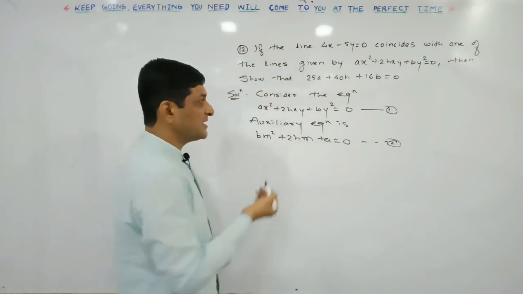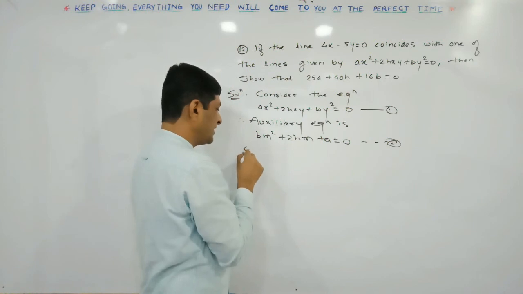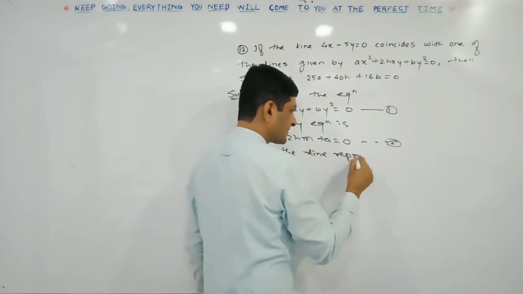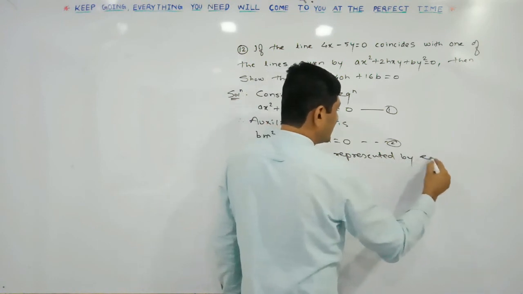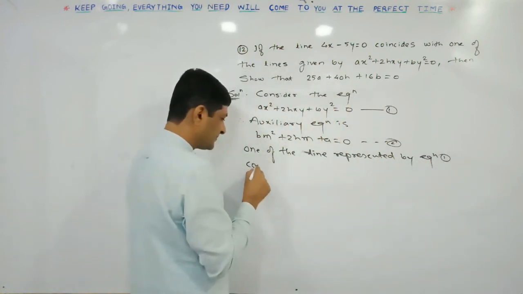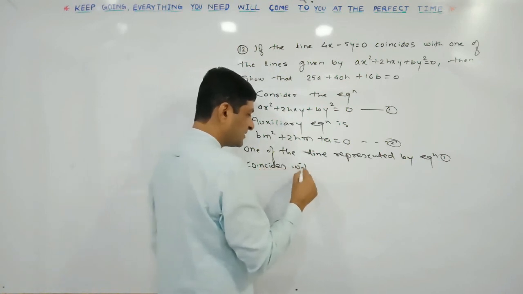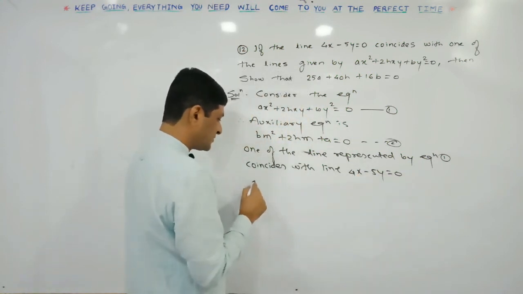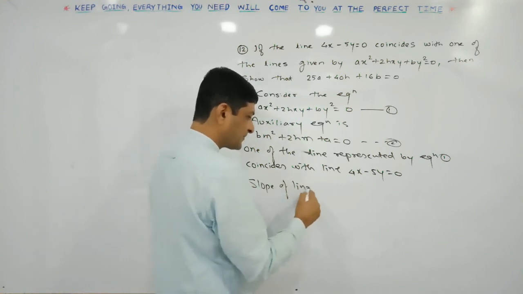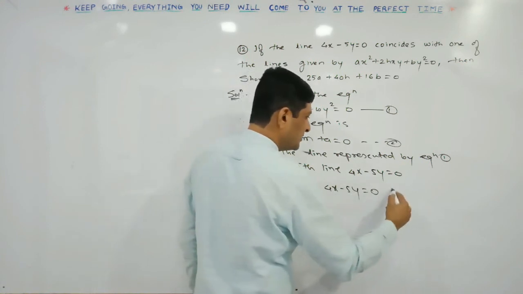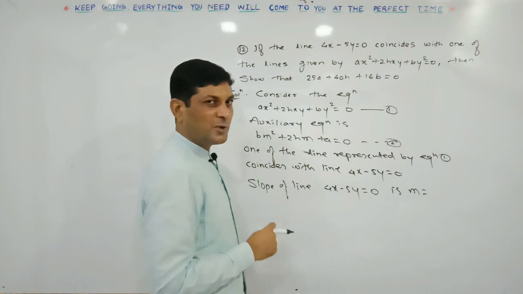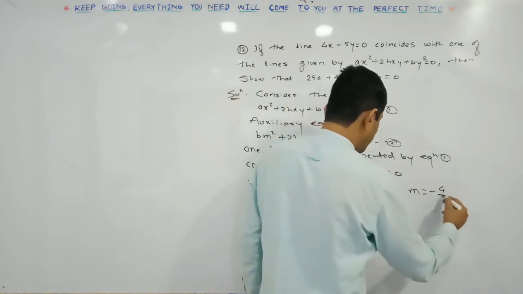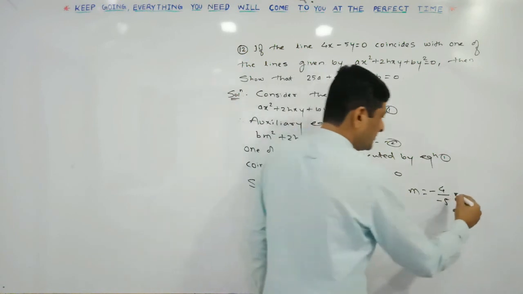Now one of the lines represented by this equation coincides with the line. Use this condition. So one of the lines represented by equation first coincides with line 4x minus 5y is equal to 0. So slope of line 4x minus 5y is equal to 0 is m is equal to, let us try to find out the slope of this line. Slope of a line can be found out applying which formula? Minus a by b. a is here 4 and b is equal to what? Minus 5. b is equal to minus 5, which is equal to 4 by 5.